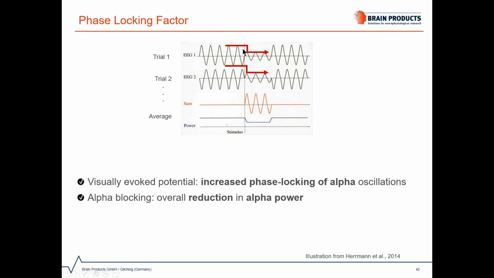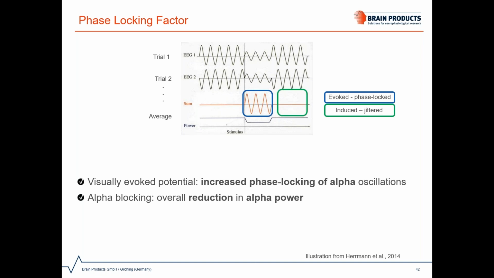When averaging in the time domain across segments, only phases that are tightly locked to the stimulus will add up. This is the evoked response. Oscillations that are not tightly locked to the stimulus, so oscillations that are induced, will vanish when averaged across segments in the time domain. However, the amplitudes of the evoked oscillation depend on the amplitudes of the single trials.